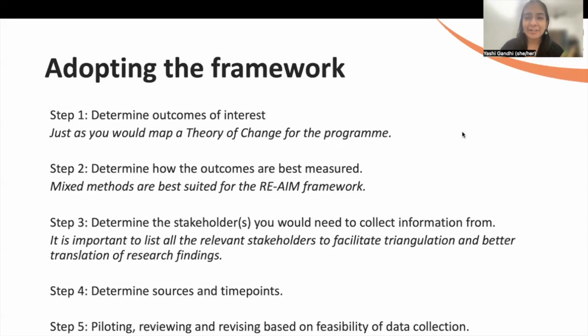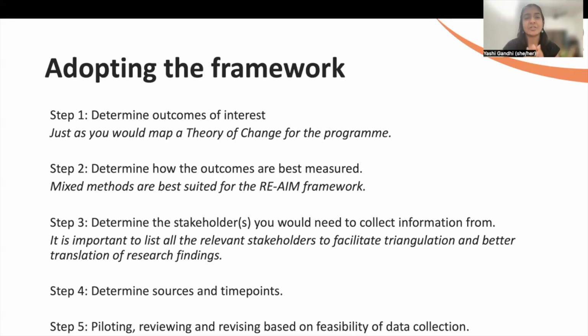Hi everyone, I'm Yashi and we've met in one of the lectures previously. I'm going to continue right from where Urvita left off and really deep dive into how we adopted this framework while we were conceptualizing this program from the point of view of implementation. The primary methodology that was really driving how we thought about the larger program was using a theory of change. And what RE-AIM really allowed us to do is think about our theory of change in a systematic manner.